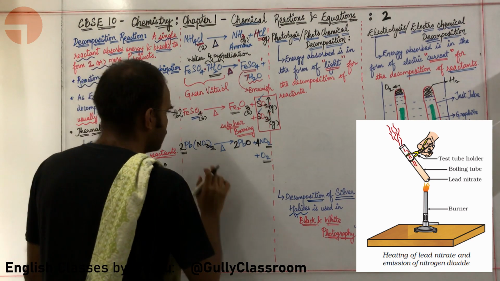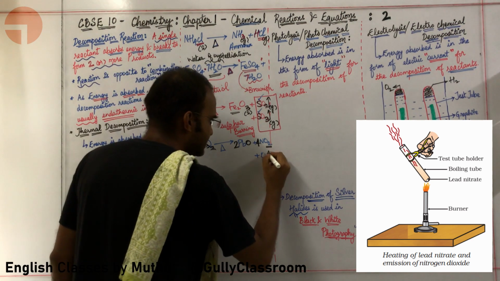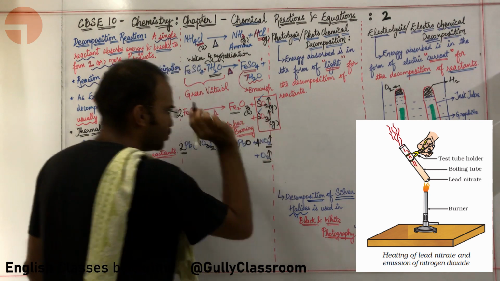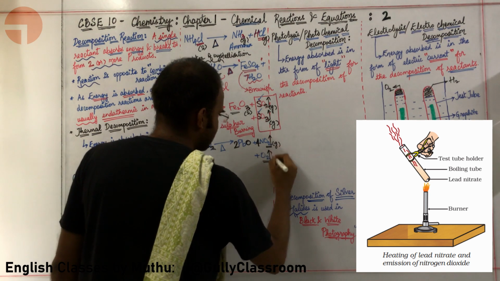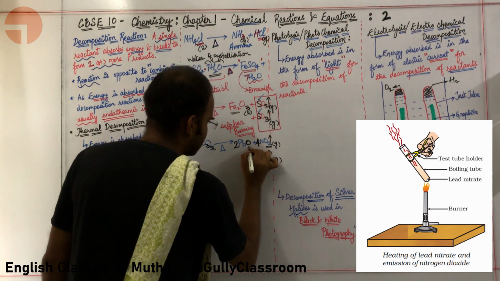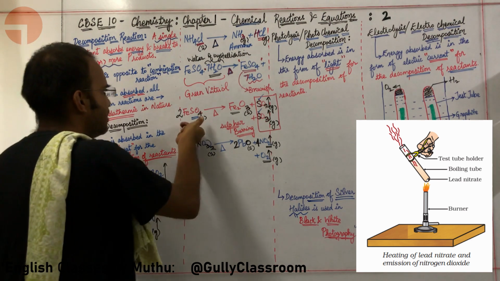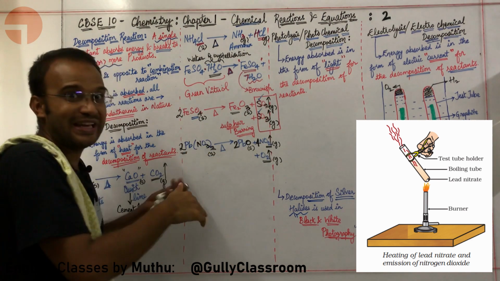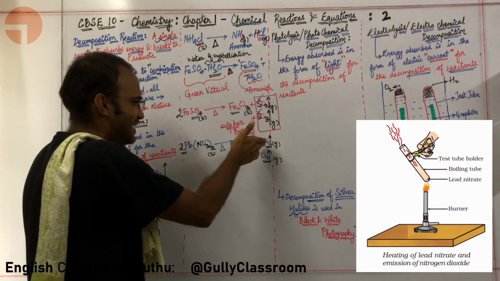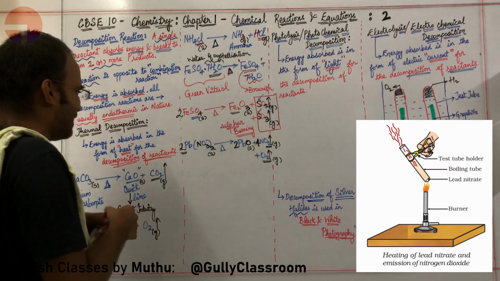Okay, sir. Now, can we check the entire equation? Oxygen is being evolved. NO2 is also being evolved. These are simply gases. Here this is a solid, this is also a solid. When sulfate is heated, SO2 is given out. When nitrate is heated, NO2 is given out. Simple and easy to remember.